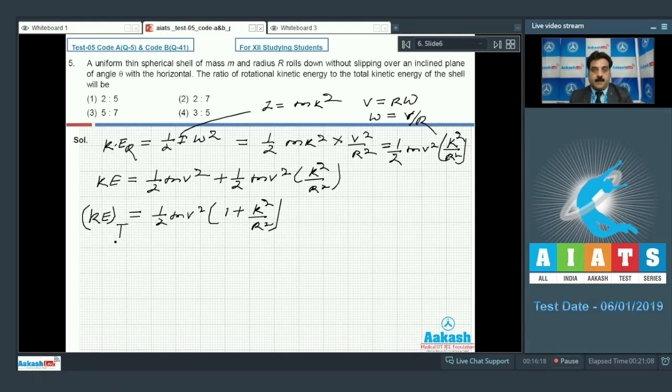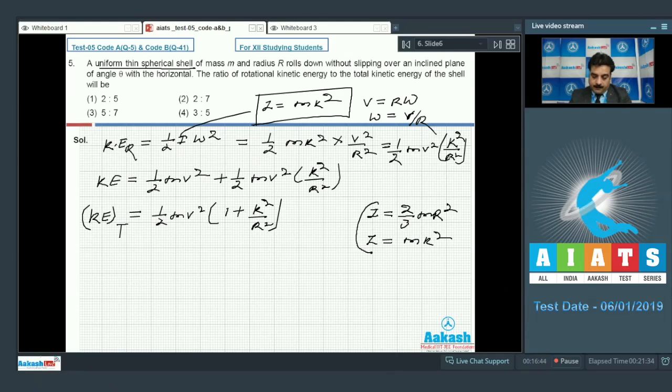Now the question is, how will you calculate k square upon R square? Very simple, because you know this formula in terms of radius of gyration. In the question I have a uniform thin spherical shell, and for a uniform thin spherical shell the moment of inertia about the center of mass is 2 by 3 m r square, you know. And in terms of radius of gyration, it is m k square. So if I compare these two equations, we get k square upon R square equal to 2 by 3. The coefficient of m r square will be equal to k square upon r square.